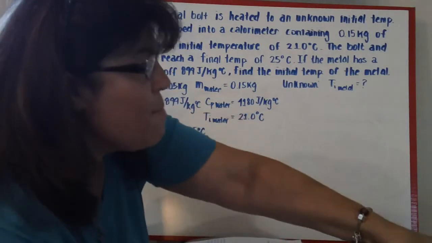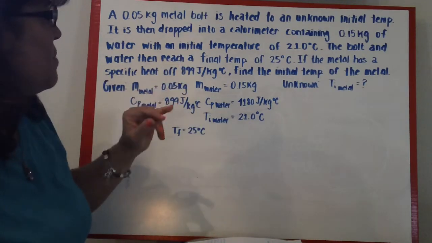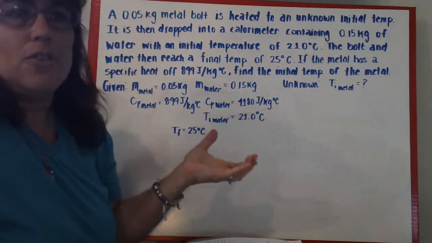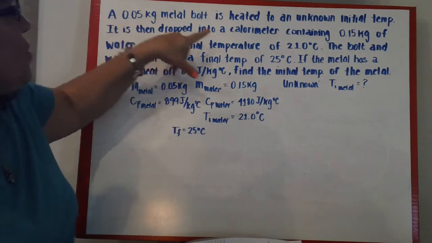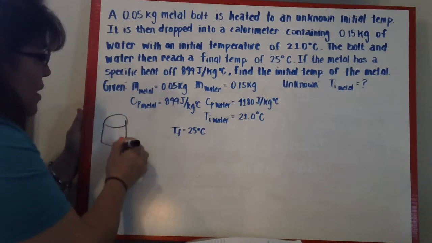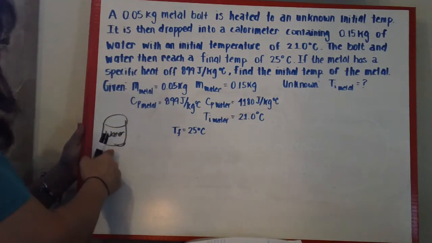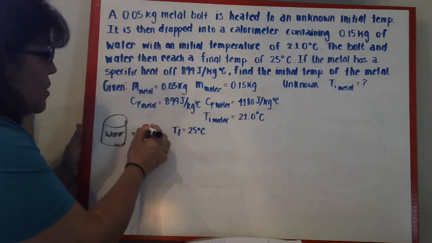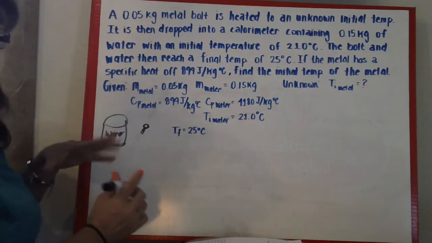Okay. So I have a metal bolt, and I don't know what the specific heat is. Oh, I take that back. We are given the specific heat of the metal bolt. But I have a 0.05 kilogram metal bolt, and it's heated up to an unknown initial temperature. So we're heating it up, but we don't know what temperature it's heated to. It's then dropped into a calorimeter. A calorimeter is just an object, like an insulated cup, filled with water. So we have this calorimeter filled with water, and then I'm going to put the bolt in there. Here's our bolt, and we're going to stick the hot bolt into the water and find out what the change in temperature is.